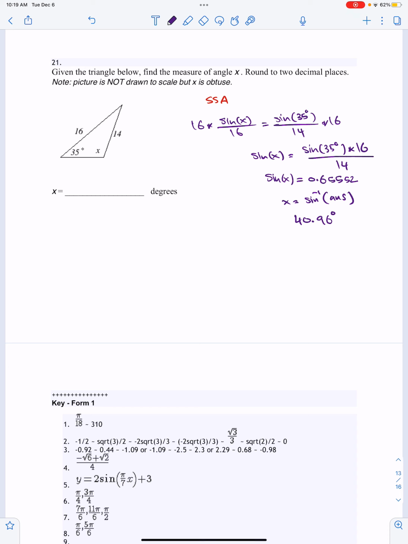So inverse sine of the answer is equal to 40.96 degrees. This is the acute angle. I want the obtuse angle too. So the obtuse angle is equal to 180 degrees minus 40.96, which is 139.04 degrees. And that is the end of the review.